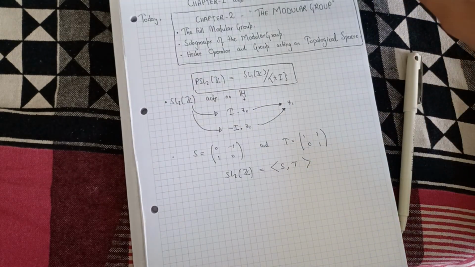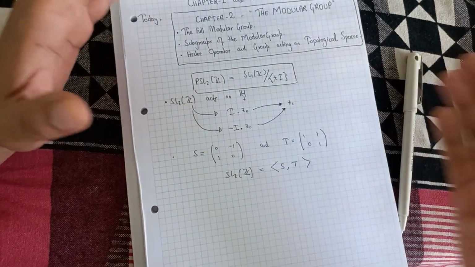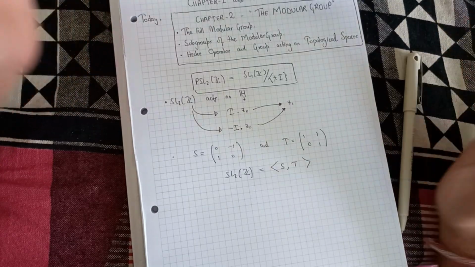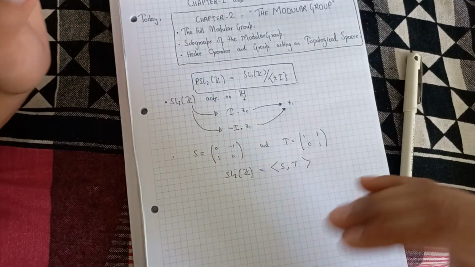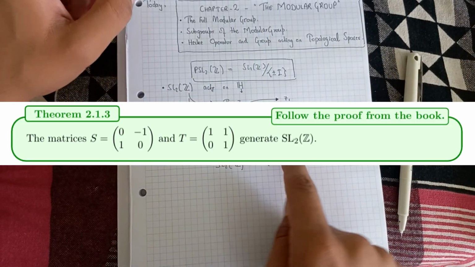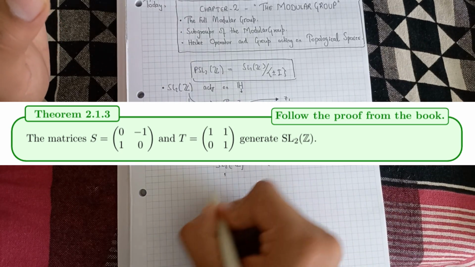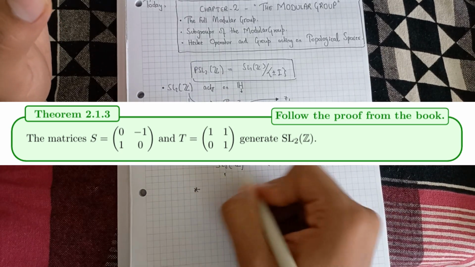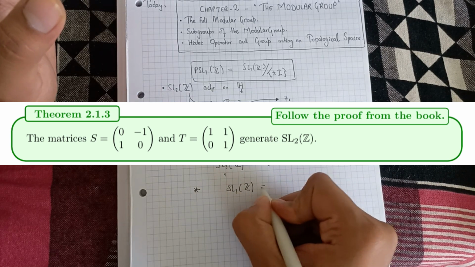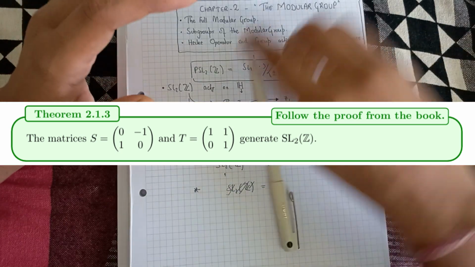So the next theorem is the very first theorem of this lecture series, not of this book: these two matrices generate the modular group. So SL2(Z), our modular group, is generated by, it's written over here only, so let's just skip it.